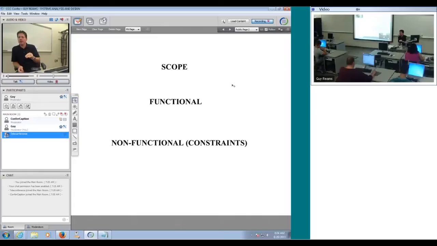So the document you produce will be in Blackboard, and the document will have three headers in it. This will be scope questions, then functional questions, and this will be non-functional questions. You understand me? You'll write as many questions as you can come up with. And it's due before next class.